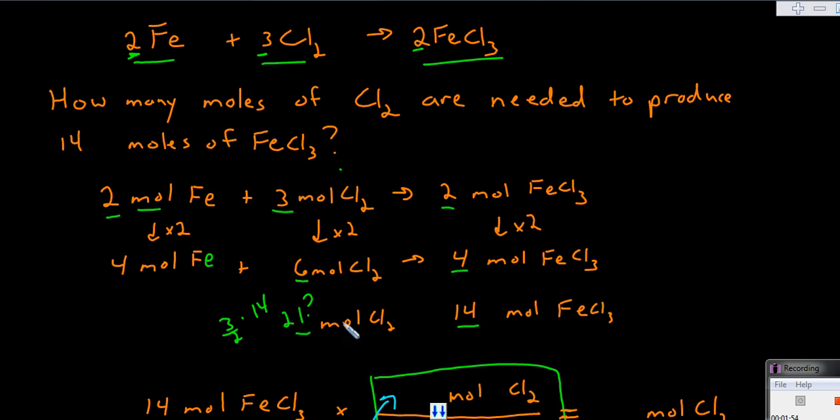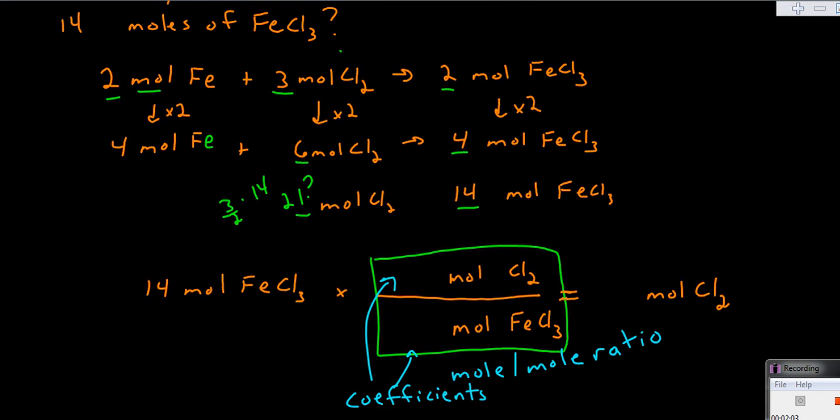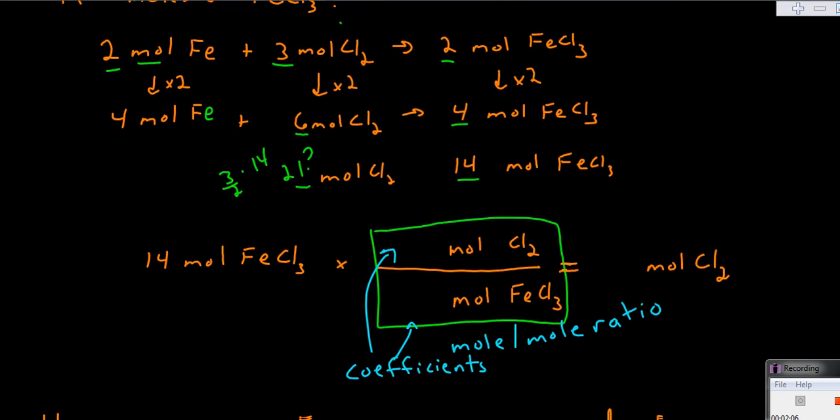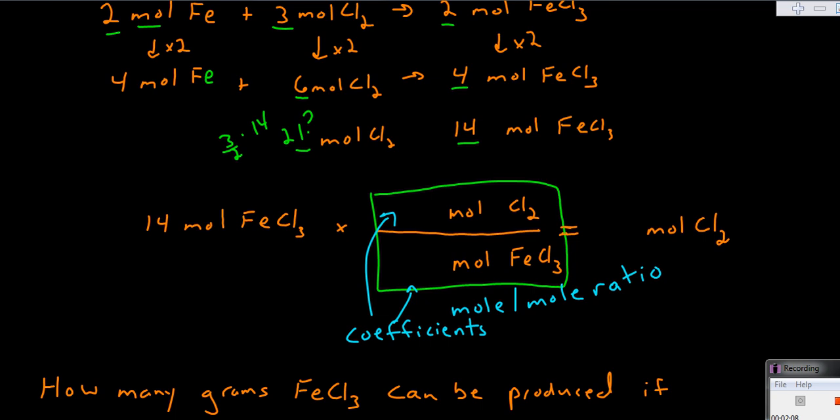This is one way of thinking about the problem, but the much better, much more consistent way is to deal with unit conversion factors in dimensional analysis. If we're told that we have 14 moles of iron(III) chloride formed, how many moles of chlorine were required? Convert from moles of iron(III) chloride into moles of chlorine using the mole-mole ratio. The mole-mole ratio is the ratio of these two compounds within the balanced chemical equation.